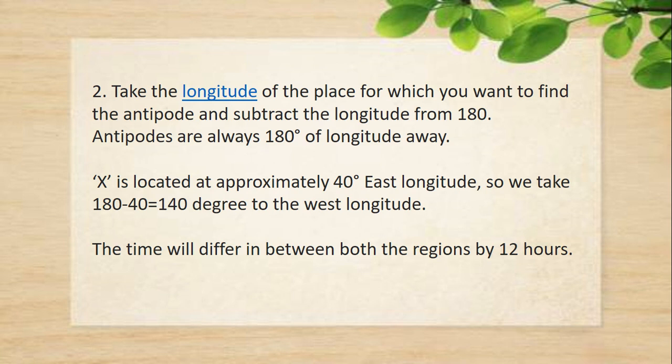Antipodes are always 180 degrees of longitude away. So x is located at approximately 40 degrees east longitude. So we take 180 minus 40, and we get 140 degrees west longitude. So to find the antipode's longitude, you must subtract the longitude from 180 degrees, and the time will differ between both regions by 12 hours.